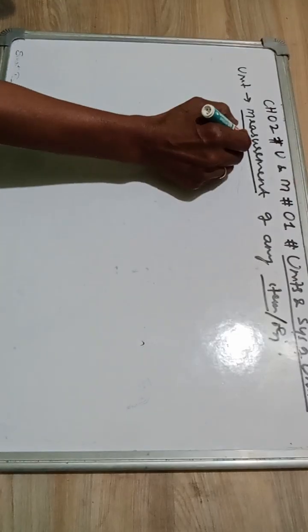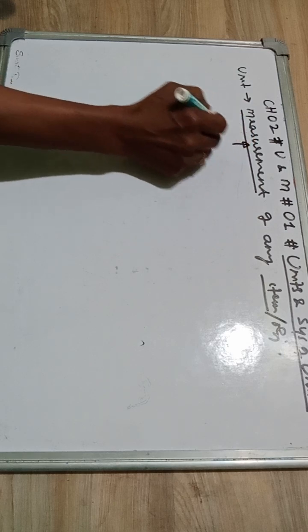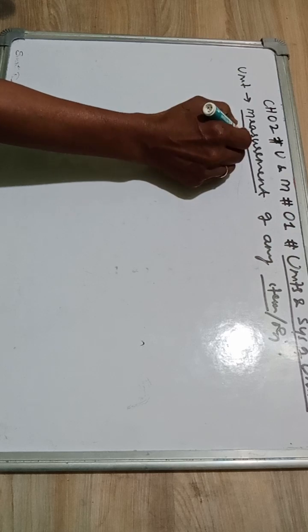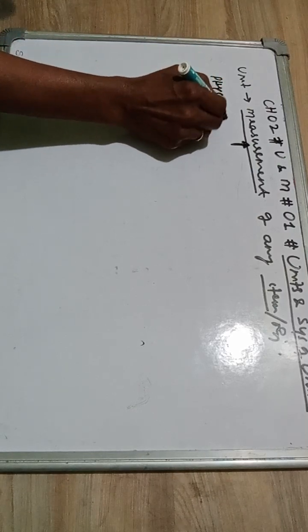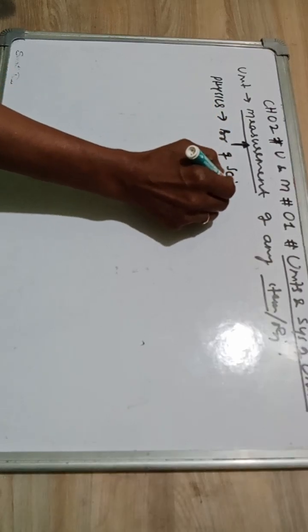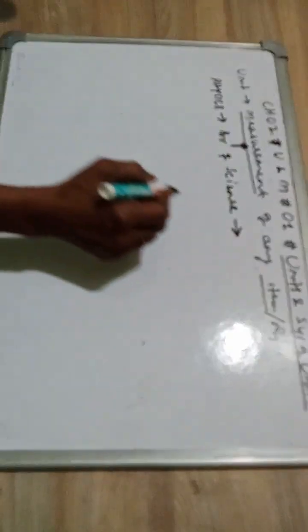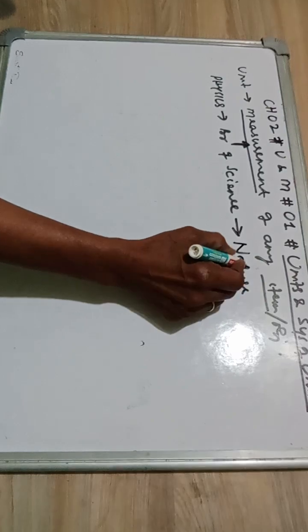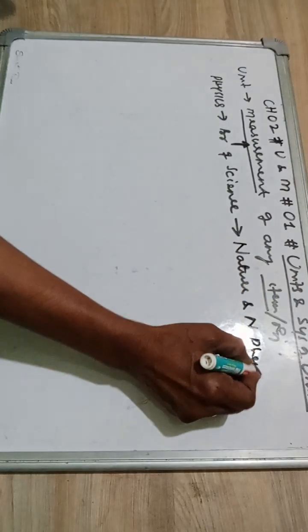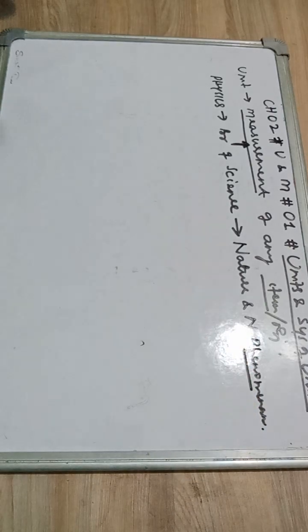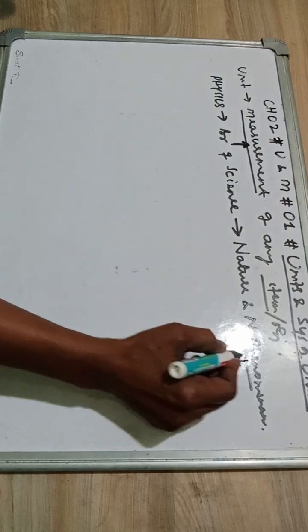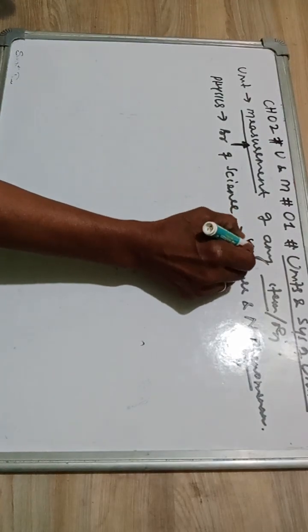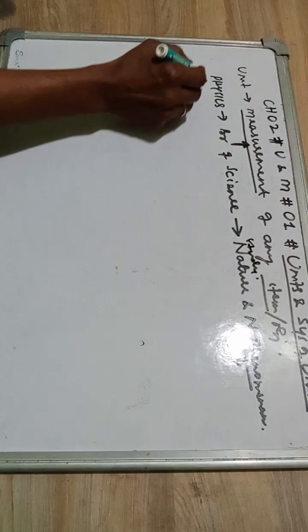Measurement is a very important term related to physics. As we know, physics is a branch of science in which we study nature and natural phenomena. Phenomena are day to day happenings in nature, or the activities going on in nature, that is the natural phenomena, and the study of nature and natural phenomena is termed as physics.